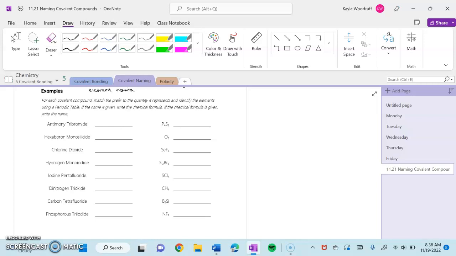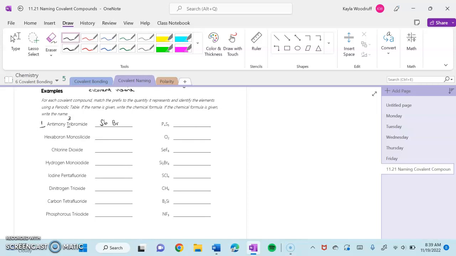One way that I sort of like to go through this process is if I have the name given, I'll just kind of underline the prefixes first. So I see tri, and then there's nothing. So that tells me this is a 1, and tri is 3. So that just kind of tells me the numbers. Then I use my periodic table, and I find my element symbols. Antimony is Sb, and bromide would be bromine. So I know those are my elements.